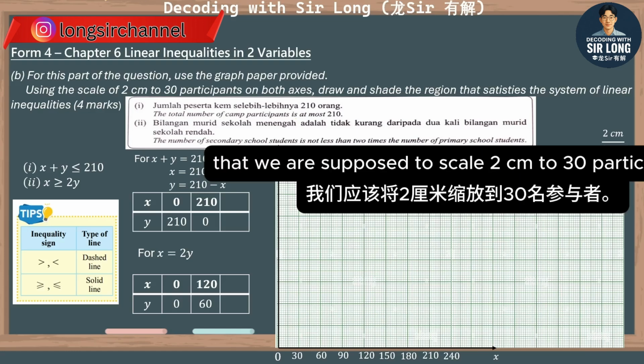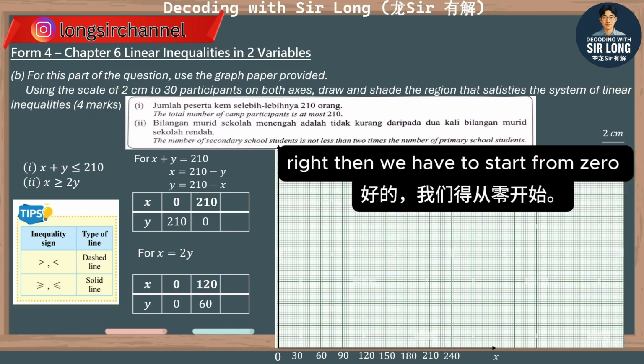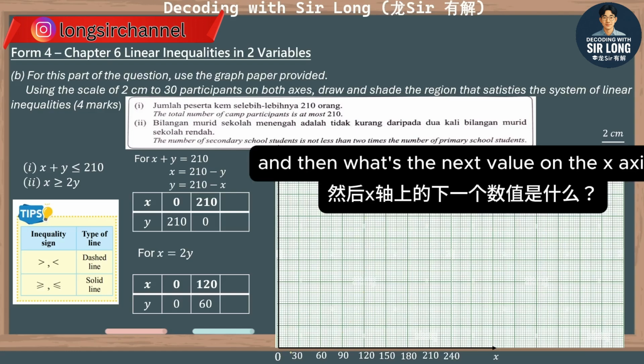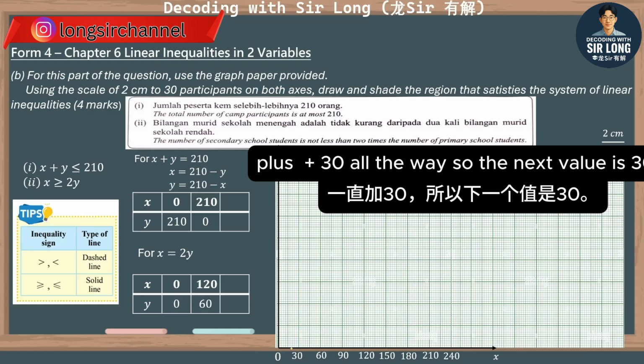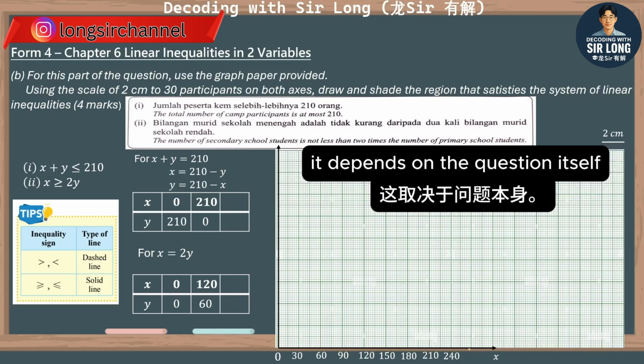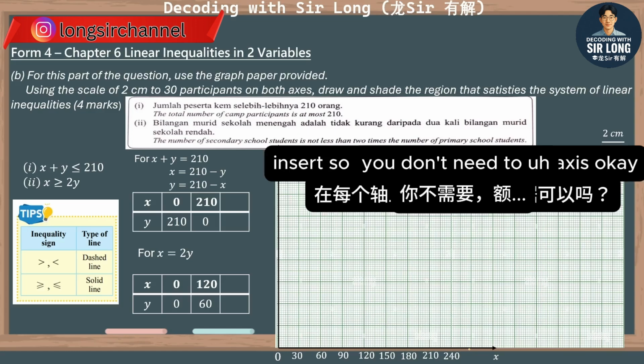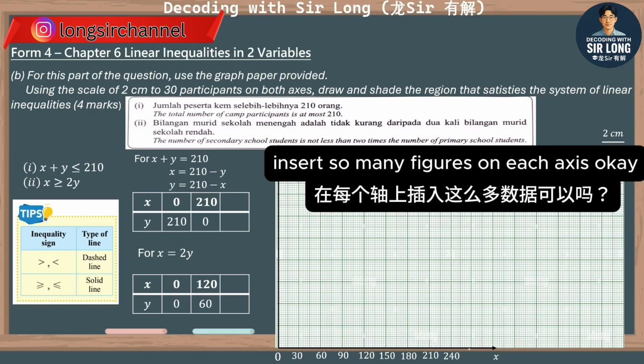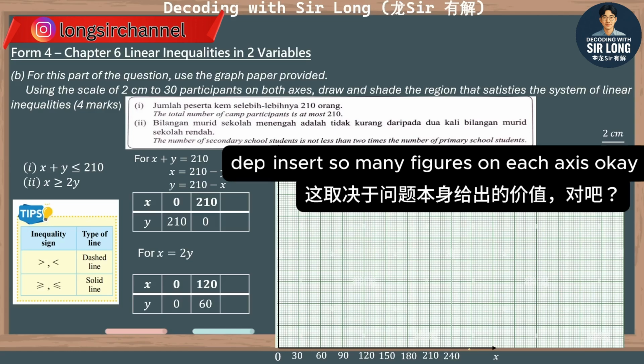Since we know that we are supposed to scale 2 cm to 30 participants, then we have to start from 0, look at the bottom side, and then what's the next value on the x-axis? Yes, plus 30 all the way. So the next values are 30, 60, 90, 120, 150, 180, 210, 240, and so on. It depends on the question itself. You don't need to insert so many figures on each axis. It depends on the value given by the question itself.